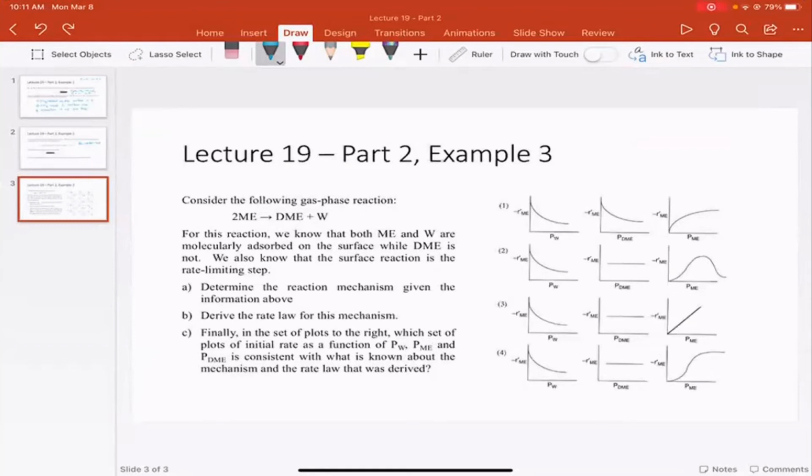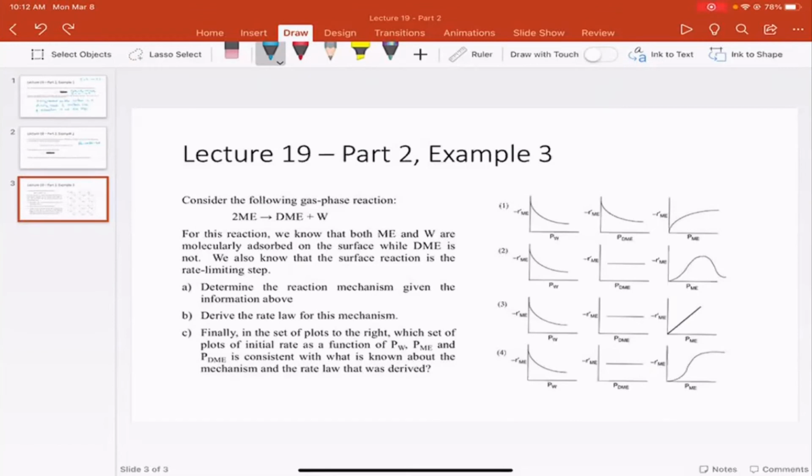So the question here asks us to consider the reaction of Me goes to DME plus W. And for this reaction, we know that Me and W are molecularly adsorbed onto the surface, while DME is not, right? So we know at least this time we have two species on the surface. We also know that the surface reaction is the rate determining step, okay?